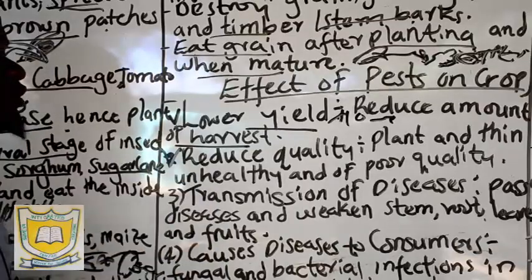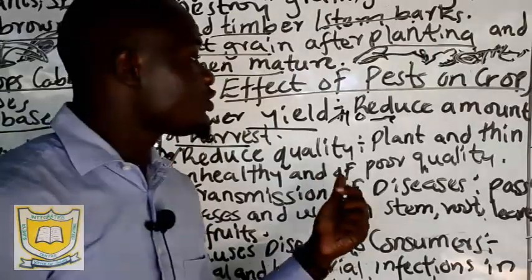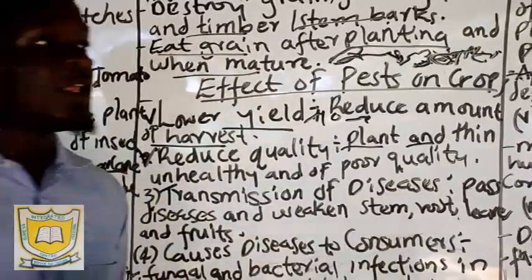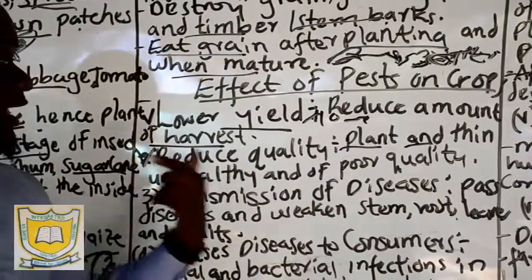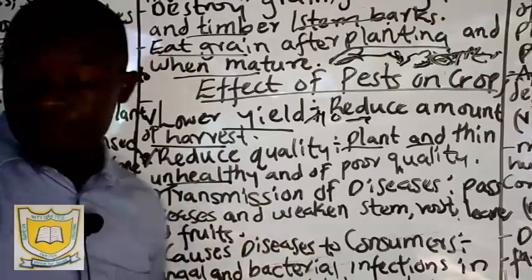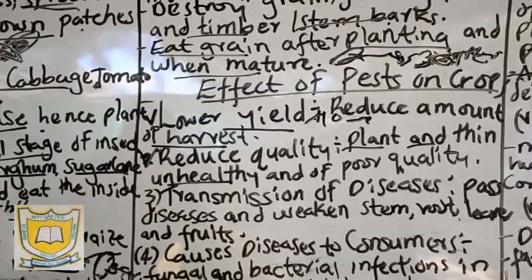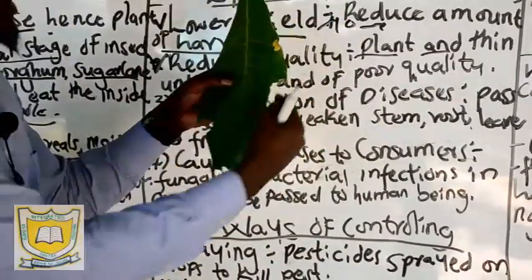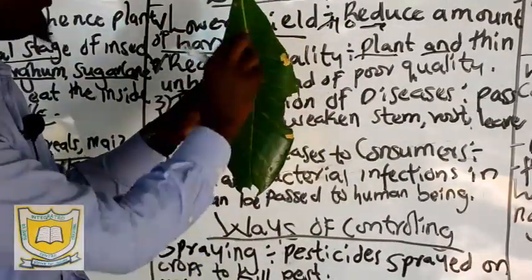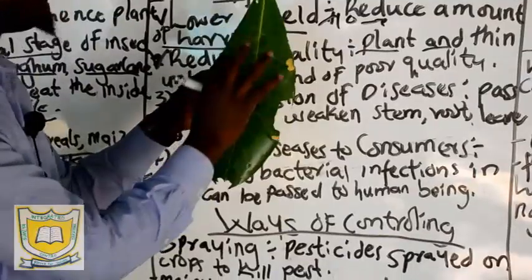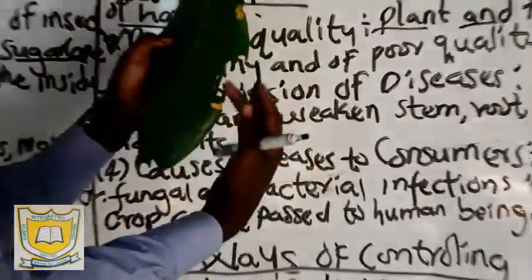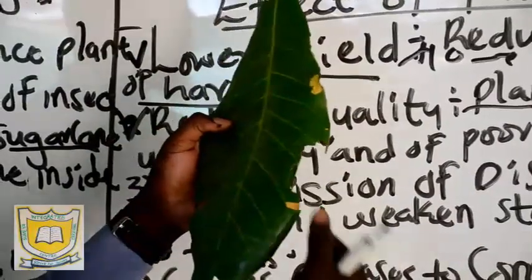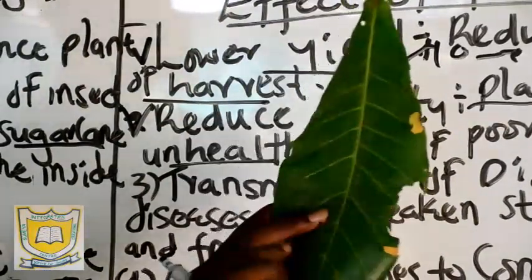Number two, it reduces the quality. When you talk of quality, this is the goodness of that thing. For example, a plant may grow thinner or become unhealthy. Now, we have different leaves. We have those leaves that are destroyed by the pest. For example, this one has been destroyed by the pest. When you look at this leaf at the center, it looks nice and healthy, but when you look at the edges, it has been eaten by some pests. So this means it has destroyed the quality of this leaf.